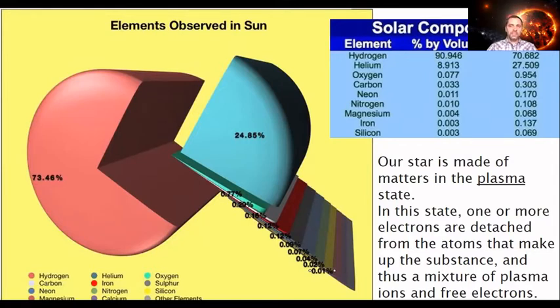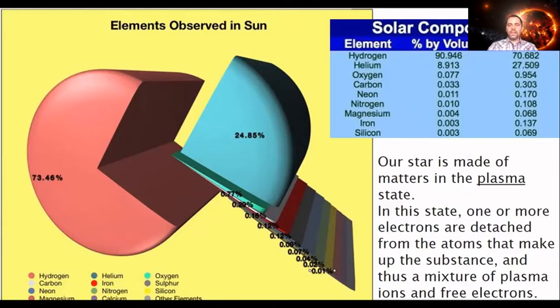On this slide, you can see the composition of the sun. Because of the excess heat in the sun, the elements are not in the same form as on the Earth. Here on the Earth, the elements have protons and electrons as well. In the sun, one or more electrons are detached from the atoms. This is the so-called plasma state, where the substance is a mixture of ions and free electrons.